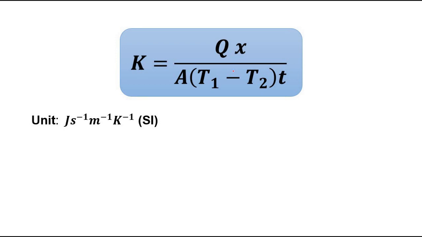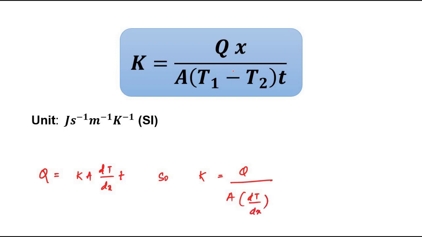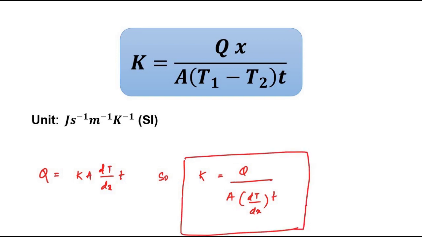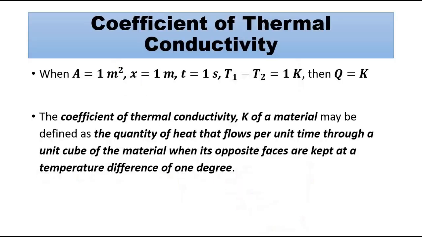And suppose we want to write it in temperature gradient form, then we know Q is equal to K A dt by dx into T, so K is equal to Q divided by A into dt by dx into T. Okay, so this is the relationship, the expression for the coefficient of thermal conductivity, and this is the definition.